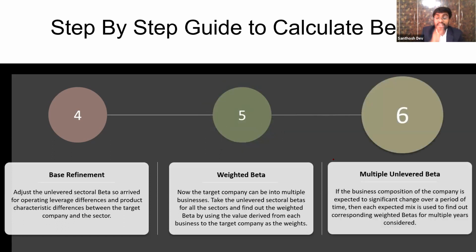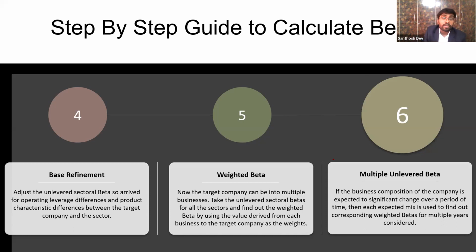Now, multiple unlevered beta. This is what I've been telling. When you are looking at the future, find out if the business composition of the company is expected to be significantly different. Today, the fixed cost to variable cost ratio is a little different, and as we move ahead for the next 5 years, it is going to change significantly. Then it is not a problem. Go ahead and find out the beta using that fixed cost to variable cost levering. Do it for the next 5 years, find out the different betas for the future years, and apply them in your calculations.